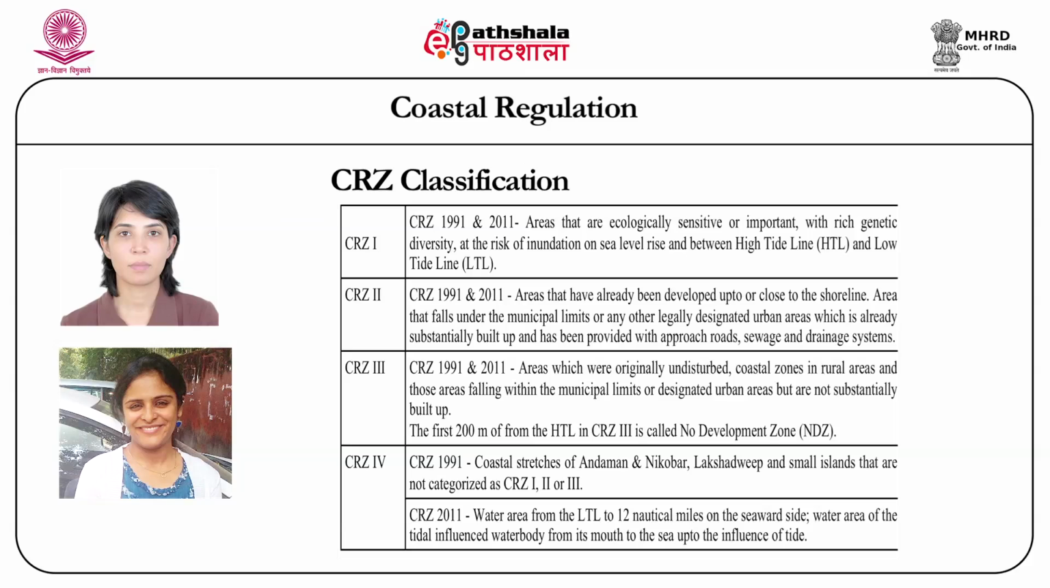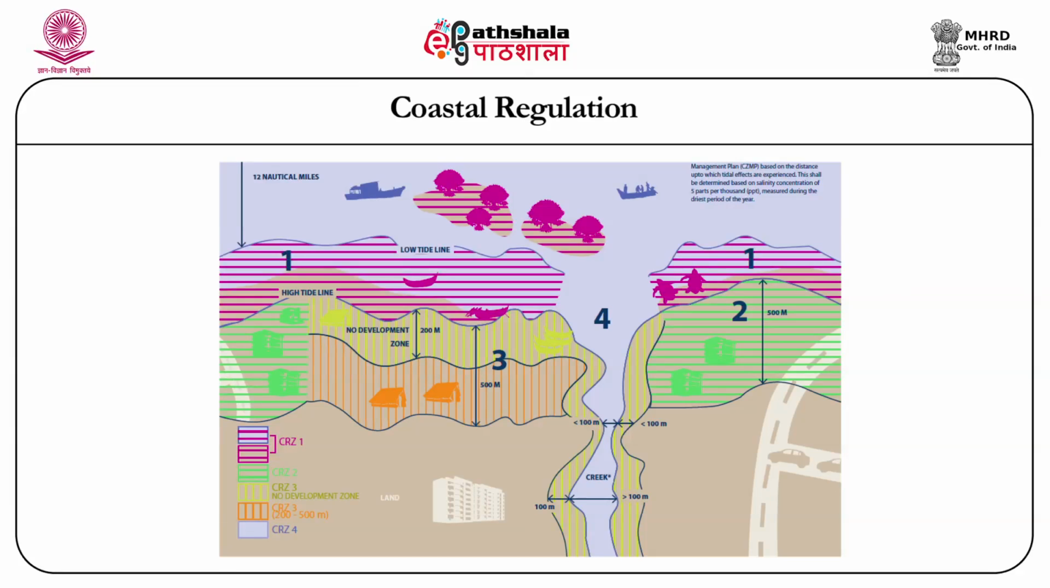CRZ4 areas are water areas. It includes the water areas of the tidal influenced water bodies and water areas up to 12 nautical miles from the LTL of the sea. 12 nautical miles is the distance up to which a country's territorial waters extend. Blue areas in the illustration are the CRZ4 areas.